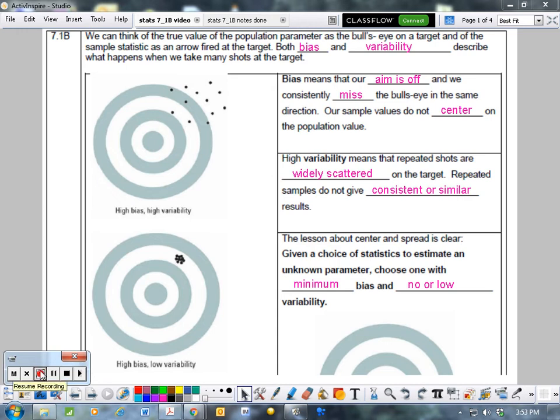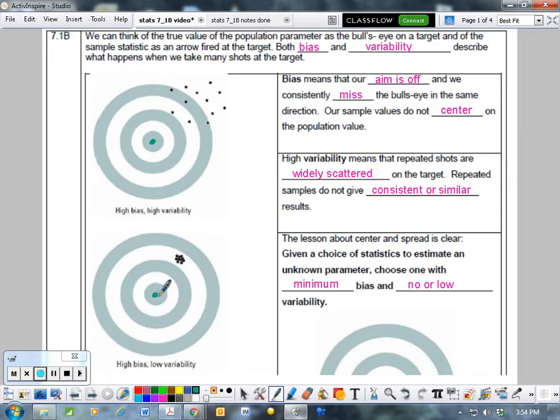Okay, in Chapter 7, we're going to continue talking about the differences between the population and the sample, so the parameters and the statistics. We can think of the true value of a population parameter as like a bullseye on a target. This is our true parameter right here. And the sample statistic is an arrow fired at the target.